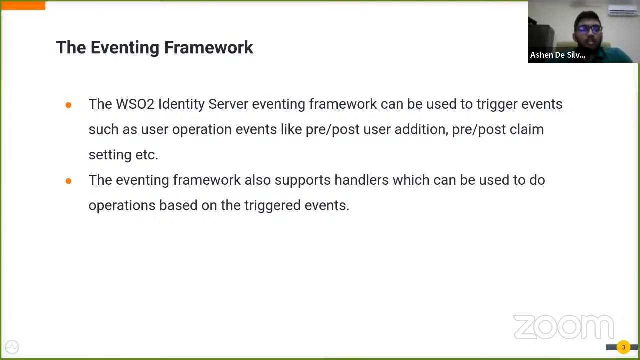Let's first talk about the eventing framework. The WSO2 Identity Server eventing framework consists of two parts. Firstly, it can be used to trigger identity server events, such as user operation events like pre or post user addition, or pre or post claim setting, etc. Also, it is capable of supporting handlers, which can be used to capture those published events and carry out operations based on those events.